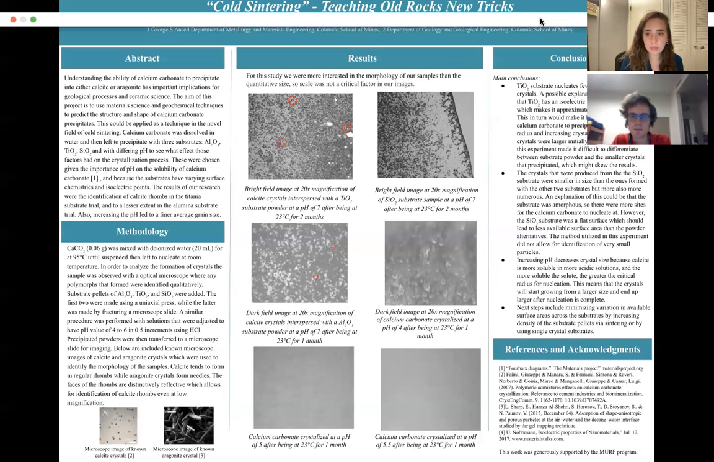And the next step is to minimize our variations by using pellets that are processed by sintering so they're more dense, and to use single crystal substrates.